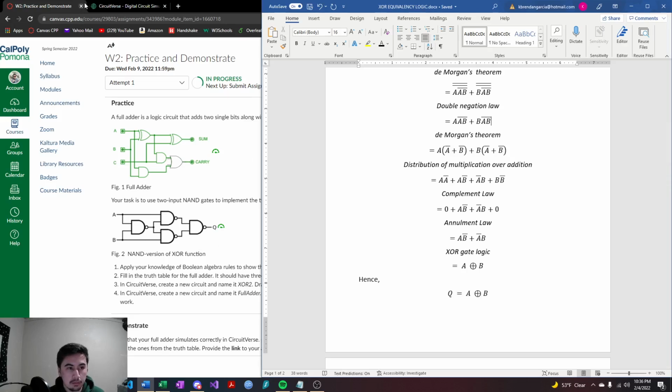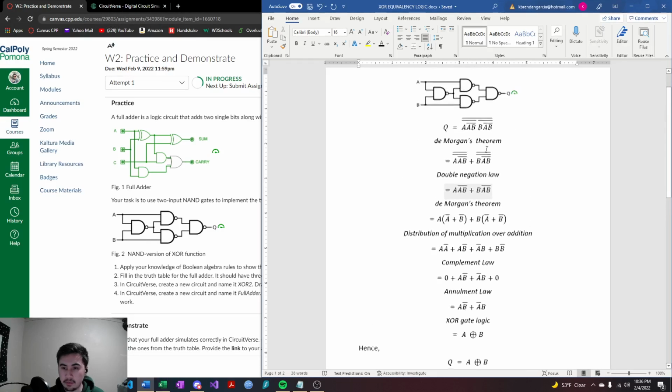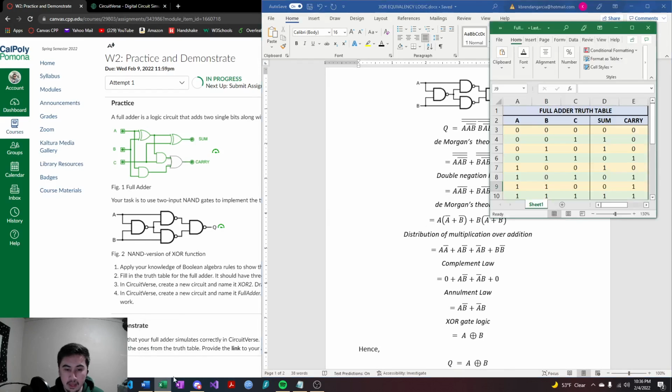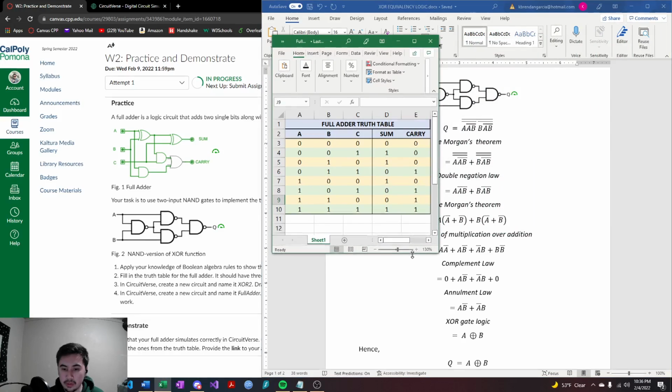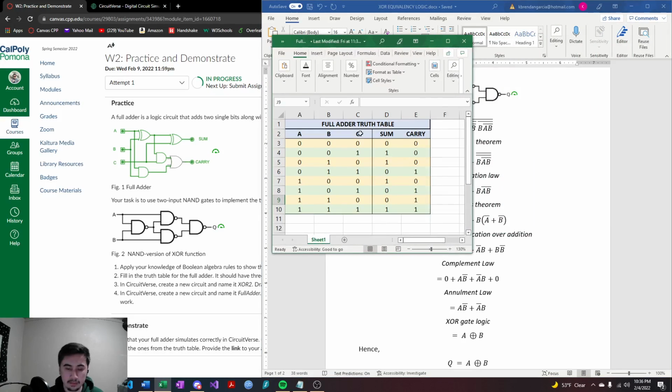So we can build this in CircuitVerse, but before we do that, we're going to demonstrate the full adder truth table. It's right here. I took the liberty of making it in Excel. So essentially, this is going to add, well, yeah, full adder.